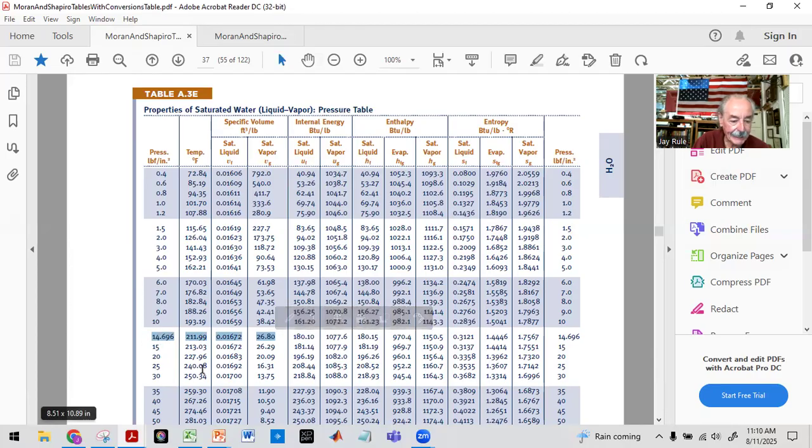14.7 PSI, boiling point temperature, 212. And we get similar numbers for the specific volume lookup. And so I do want to get you comfortable with the similarities in our saturated water, saturated liquid vapor phase, temperature table and pressure table. It's simply a convenience on if you have pressure given or if you have temperature given.